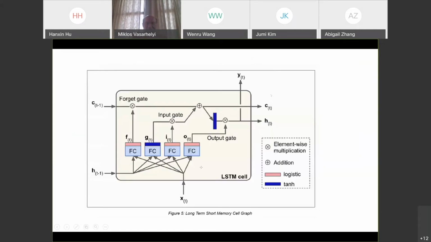Thanks. Some neural network short memory to predict the outbreak of this epidemic.